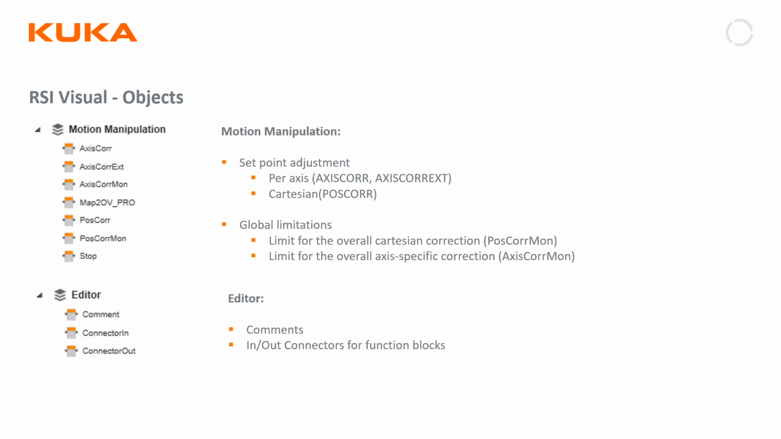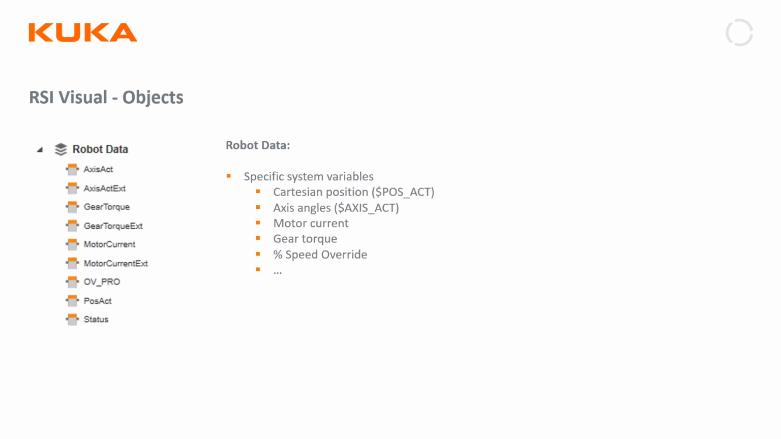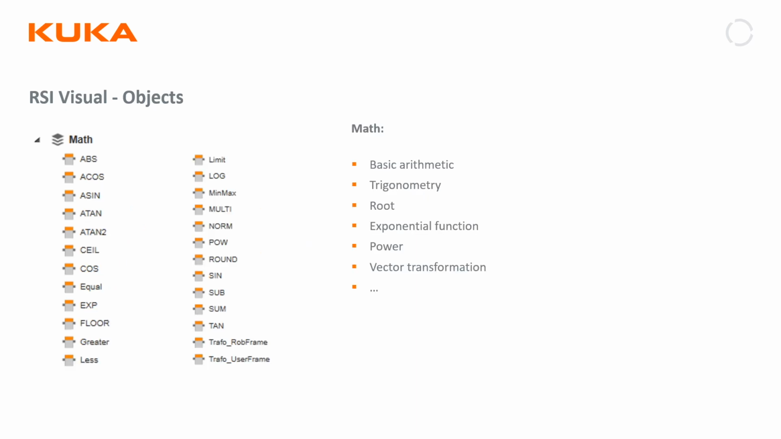There are motion manipulation blocks for controlling axis-based or Cartesian XYZ-based adjustments. The override speed of the program execution can also be controlled. Important robot data is available to RSI, like robot and axis positions, motor currents, and gear torques. Position data is available for a future window of the motion plan and actual measured feedback from the last 4 millisecond cycle. And lots of math functions are available to calculate adjustments.